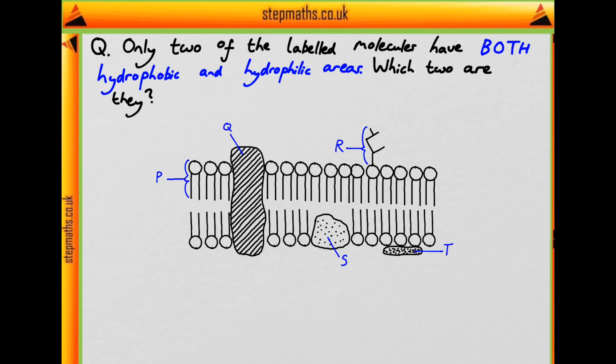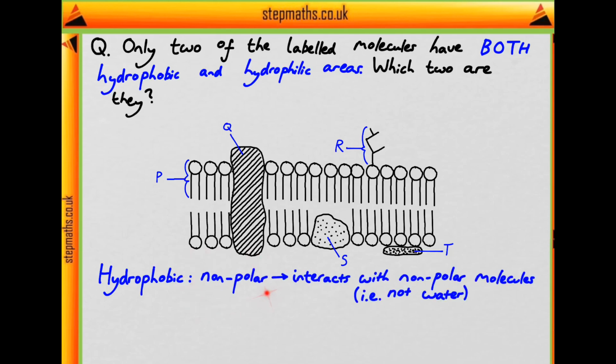Let's start with hydrophobic. So if something is hydrophobic, what does that mean? That means that it's composed of non-polar molecules. Those could be, for a protein, amino acids with non-polar side chain R groups, for example. And this means that they interact with non-polar molecules. So in the context of our lipid bilayer here, molecules with hydrophobic areas will interact with this hydrophobic portion, the non-polar portion of the lipid bilayer, that is with these fatty acid tails of phospholipids.